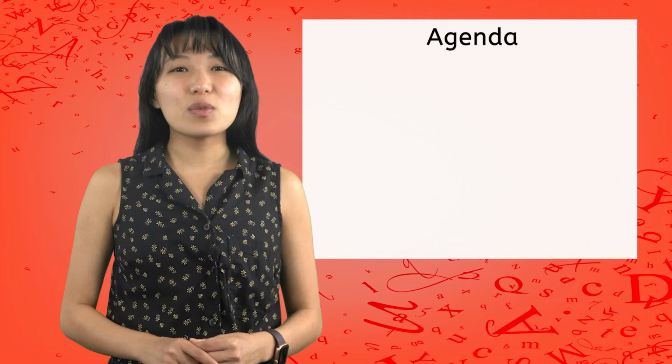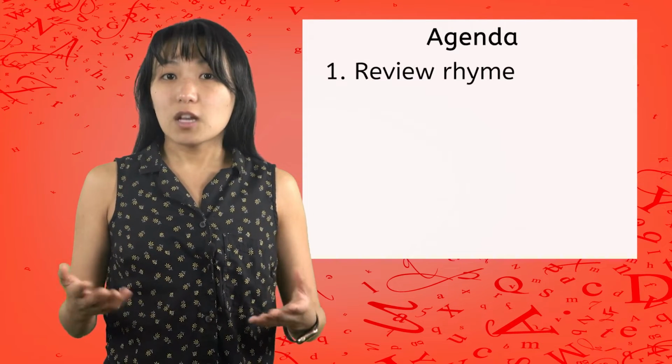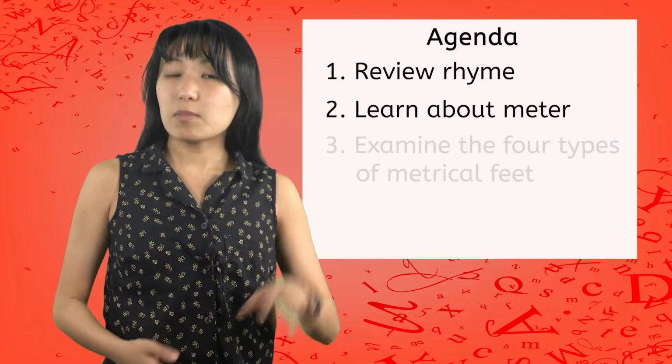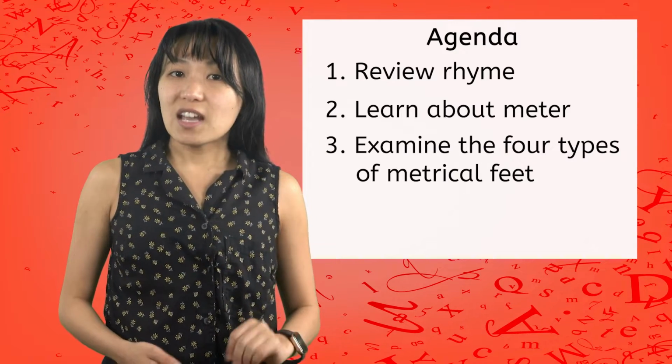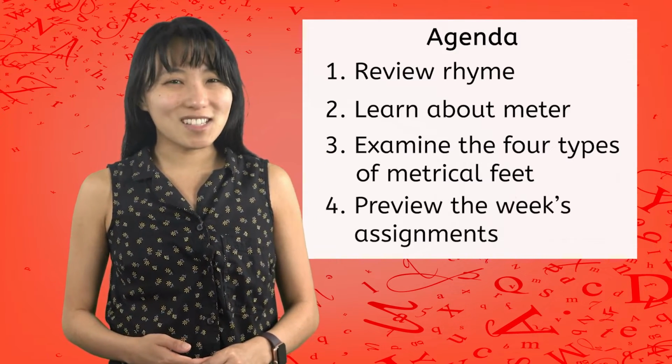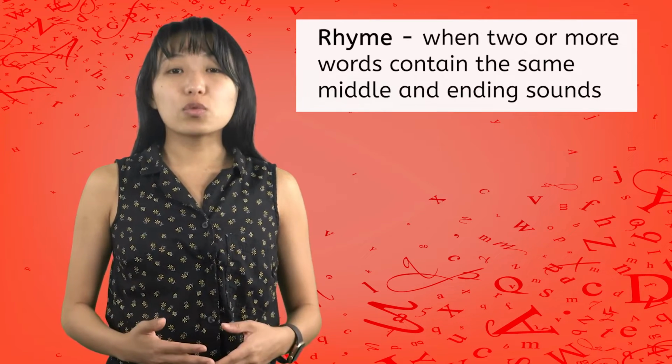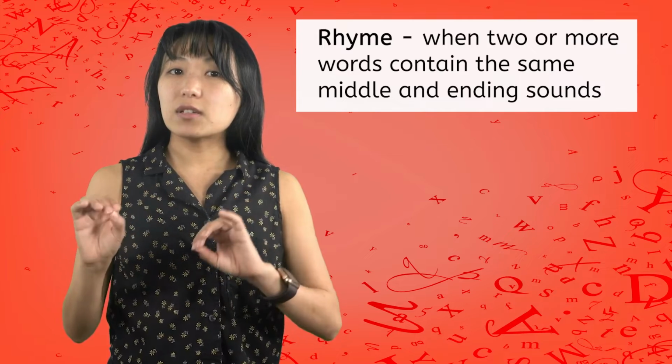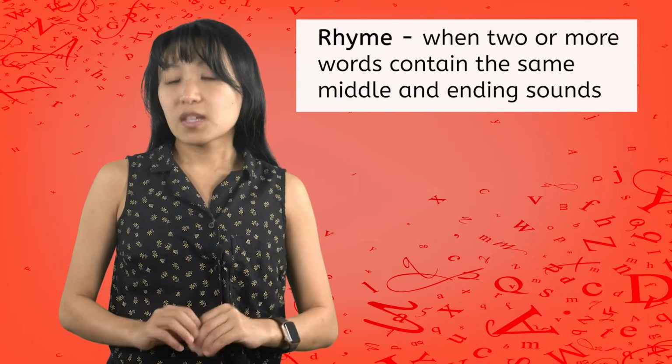In today's video, we'll review the concepts of rhyme, learn more about meter and rhythm, examine the 4 types of metrical feet, and take a look at this week's assignments. To review, rhyme occurs when 2 or more words contain the same middle and ending sounds. Last week, you took a look at common types of rhymes, such as perfect rhyme and slant rhyme.